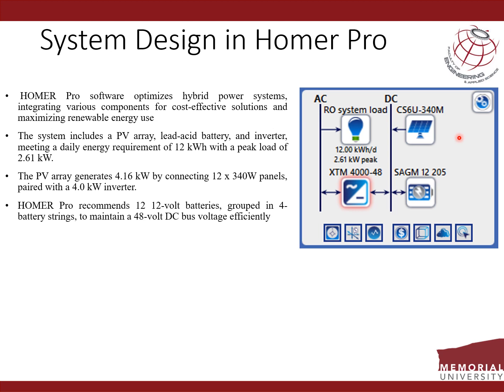HOMER Pro recommended that we use 12 volt batteries in 4 battery strings to get a 48 volt DC bus voltage effectively. Then the DC bus voltage is connected to AC with an inverter to convert DC voltage into AC. The capacity of this inverter is 4 kilowatt, and as you can see, it is compatible for use with 48 volt DC.